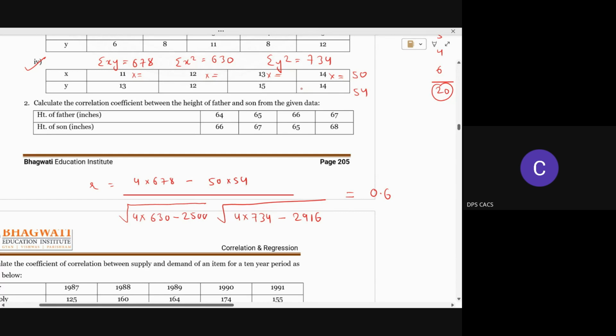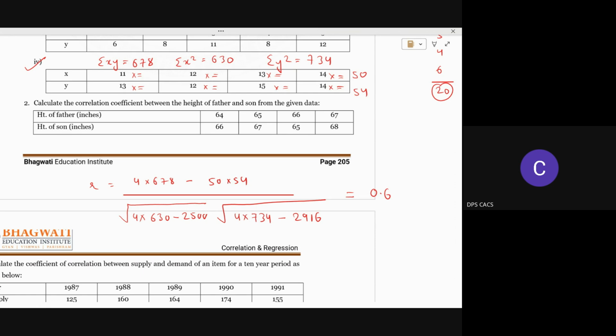If you do this, your speed will be very fast. 13 into equal to, 12 into equal to, 15 into equal to, 14 into equal to, then GT. It will give you the total of the y square column. It's so easy if you have the practice.